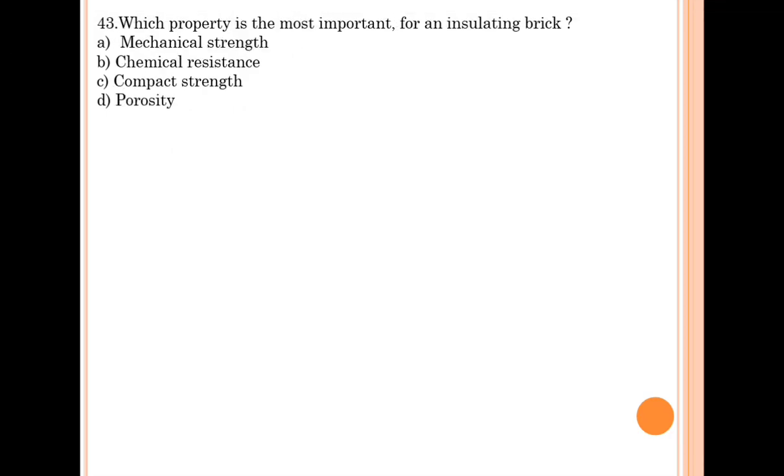Question 43. Which property is the most important for an insulating brick? The answer should be option number D, porosity, because porosity is an important property of insulating brick.